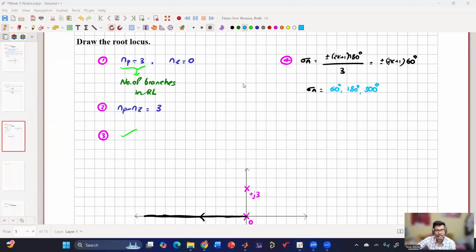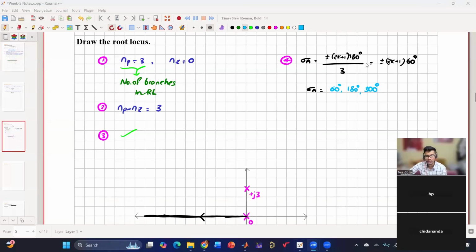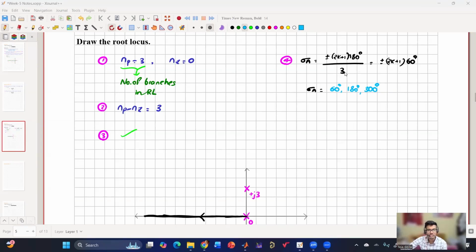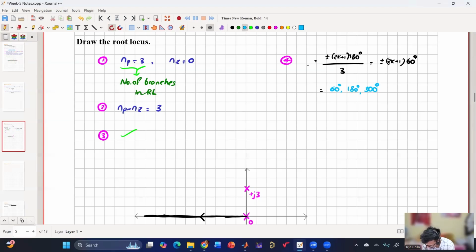So this is how we calculate the asymptotes: plus or minus (2k plus 1) into 180 degrees, divided by number of poles minus number of zeros, which is 3. And then I am going from 0 to 360 degrees. So I have substituted k equals 0, then k equals 1, and so on. So 60 into 1, 60 into 3, 60 into 5. Sorry, this is not sigma A, this is phi A. So now we also have to calculate sigma A.